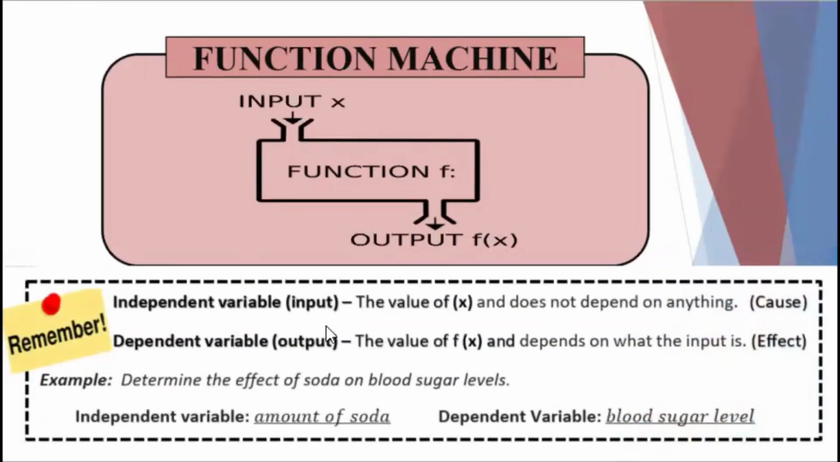Independent variable, or input, is the value of x and does not depend on anything. This is the cause in your function. Dependent variable, or output, is the value of f of x, and depends on what the input is. This is the effect. Whatever the outcome of the output is, it is completely reliant on what we simply put in this function.